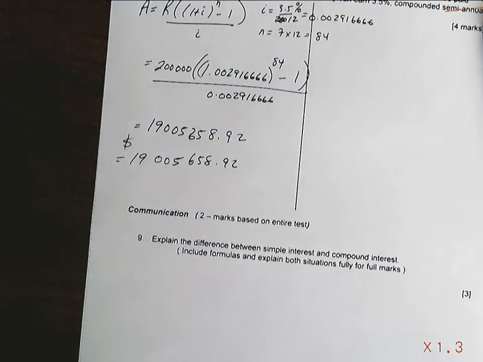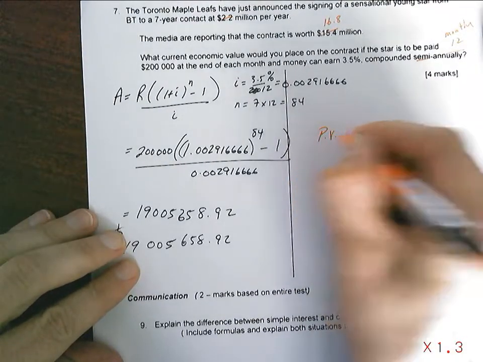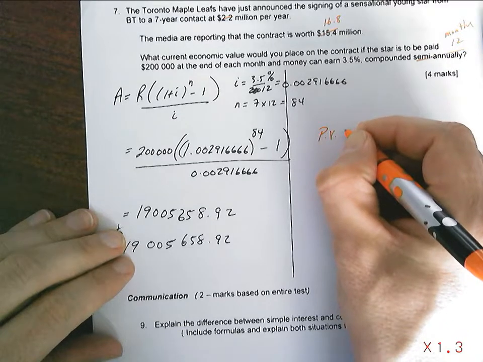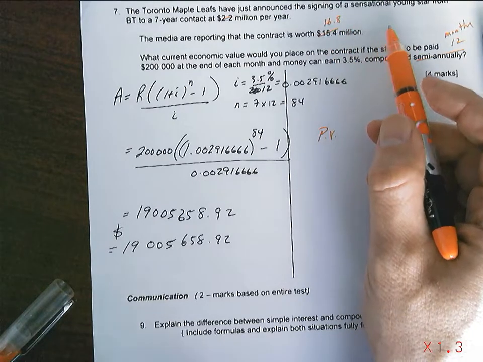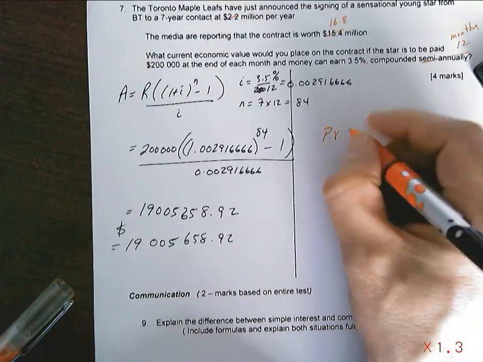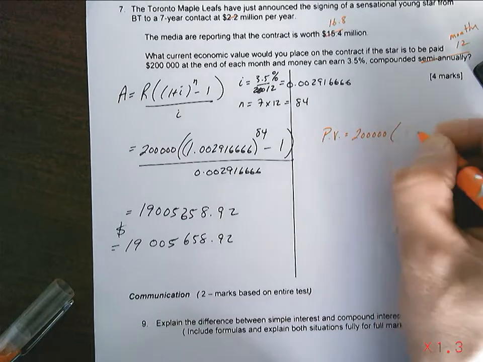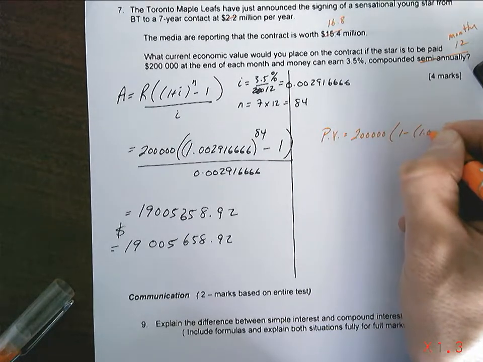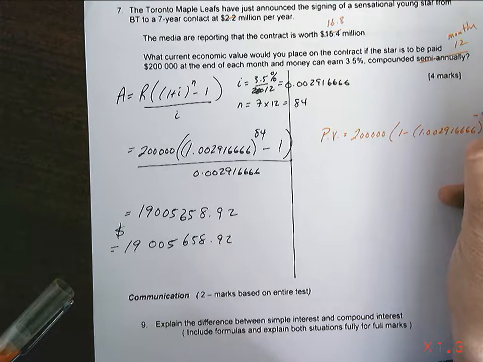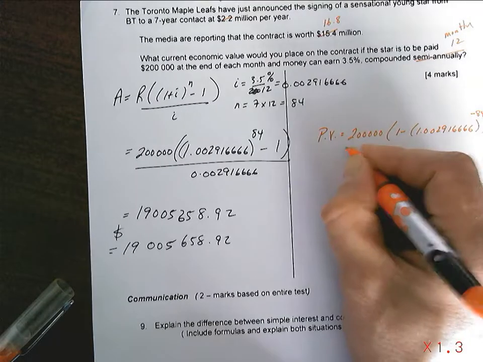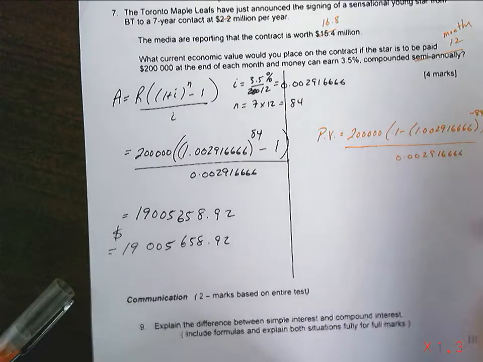Now, the other way that you sort of could look at this, and let's just look at it and wrap our heads around it, what if we were after present value? And so we said that by the end of it, he was only going to have $16.8 million. I'm not sure this is going to work out. Let's take a look. It'll be 200,000, and then it'll be 1 minus 1.00291666 to the negative 84, all divided by 0.00291666. Let's see what this gives us.